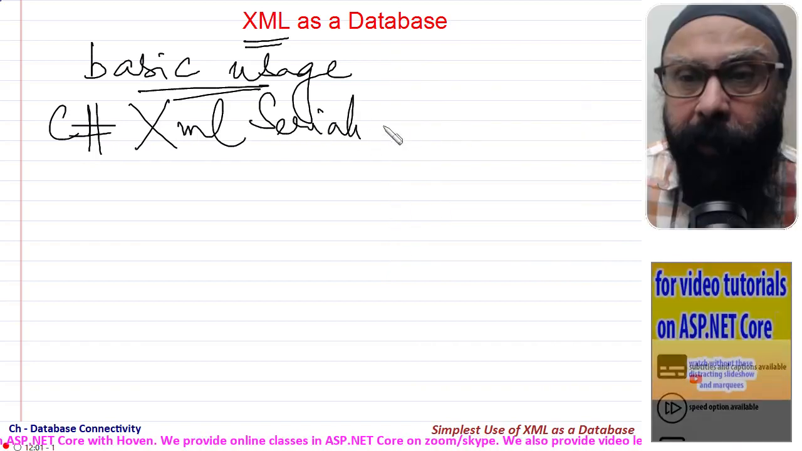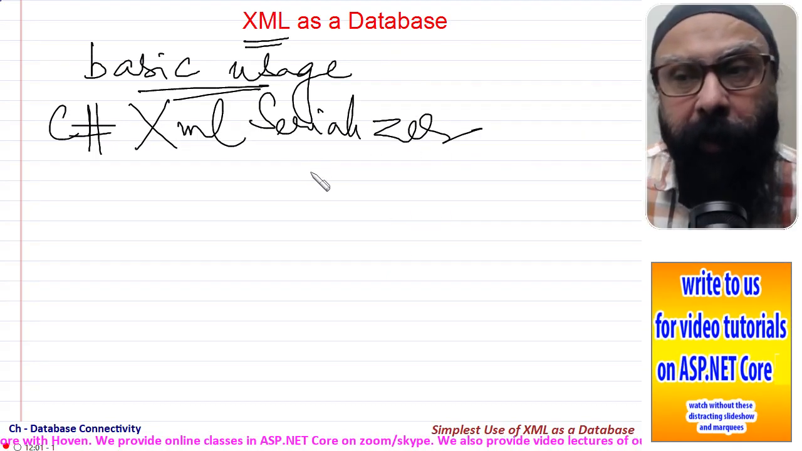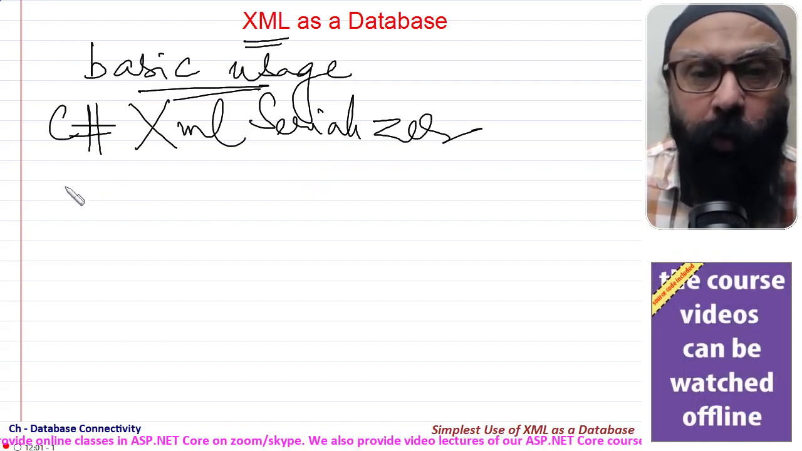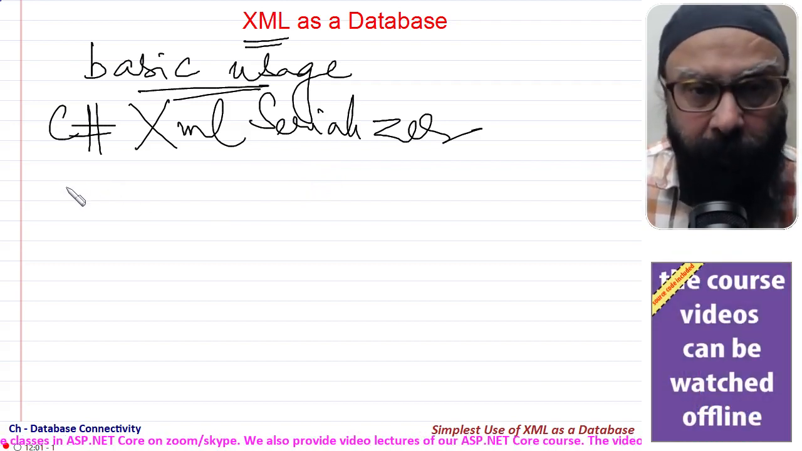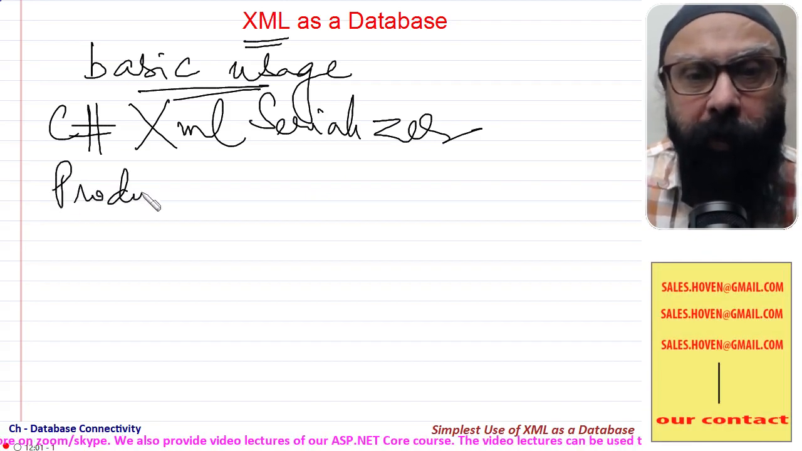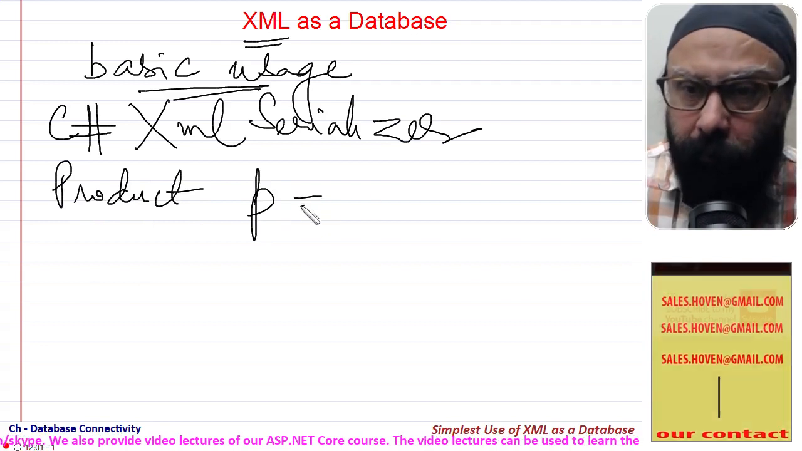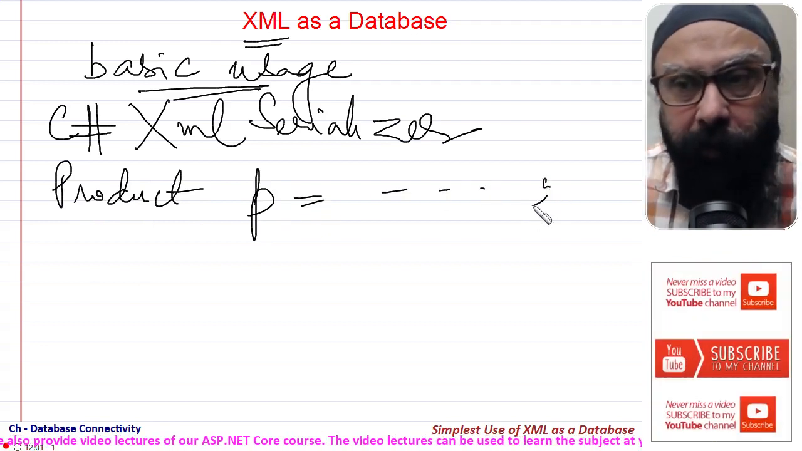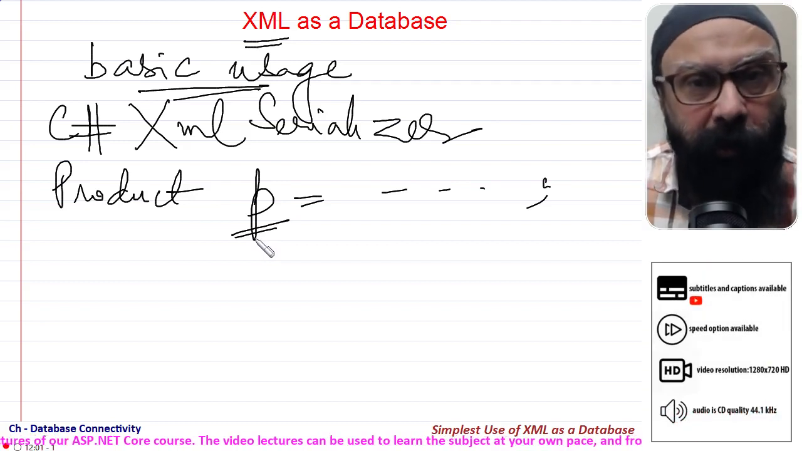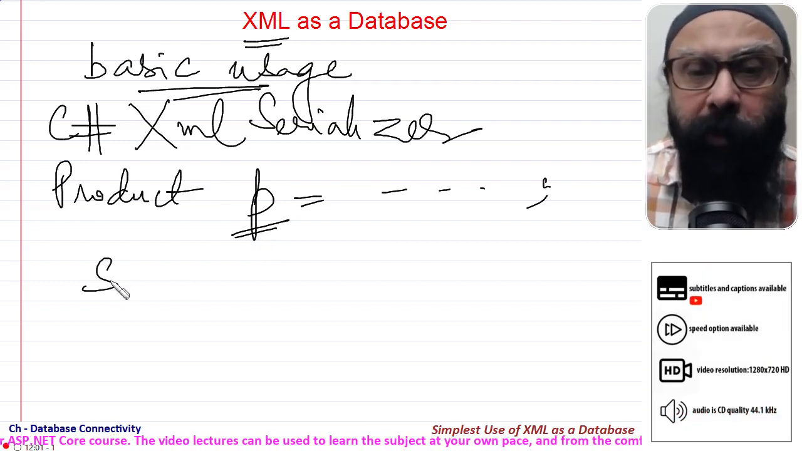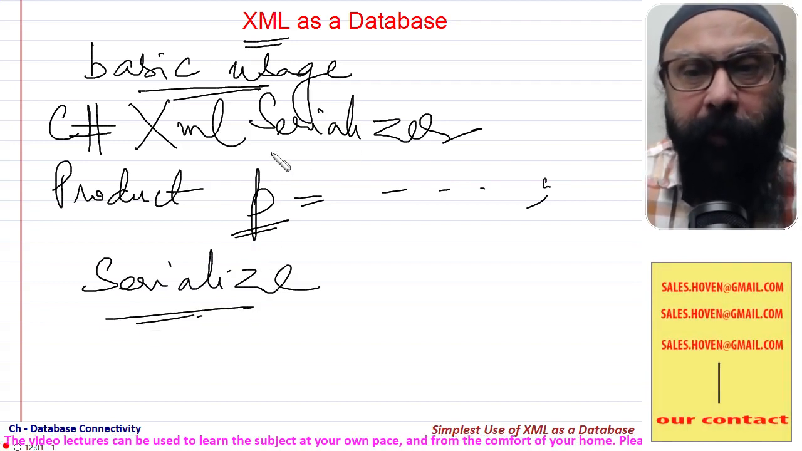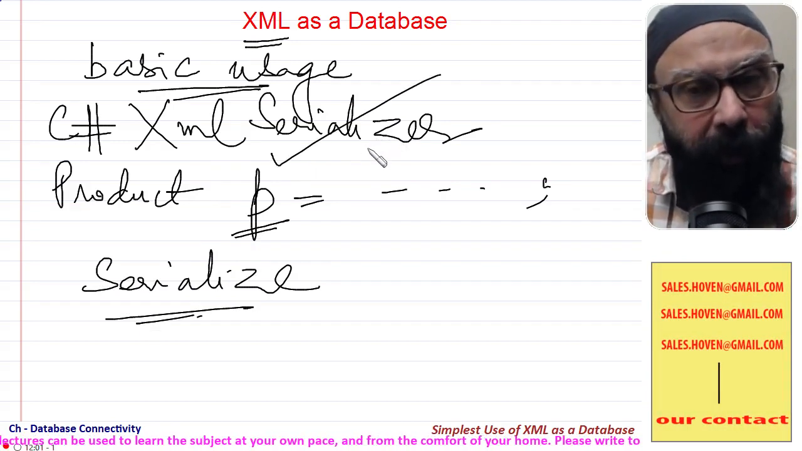This is an XML serializer built-in class. This class allows you to store an entire object. Let us say I have a certain model called, let us say, product, and I have an object P which is a fully filled object. Then I can store this entire object into an XML file by using the serialize method on this XML serializer class.